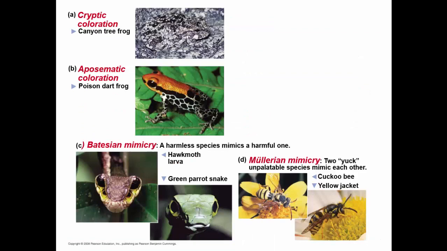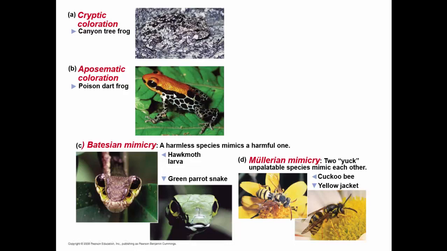So let's see. This is what I told you before with cryptic coloration. We can see there is a foreground here, but we cannot see it clearly if we do not pay attention to the picture, right? So this is what we call cryptic or camouflage. And then aposematic coloration, like I told you before, this frog has poison and also has bright color. So this bright color indicates that they are dangerous for the predators.